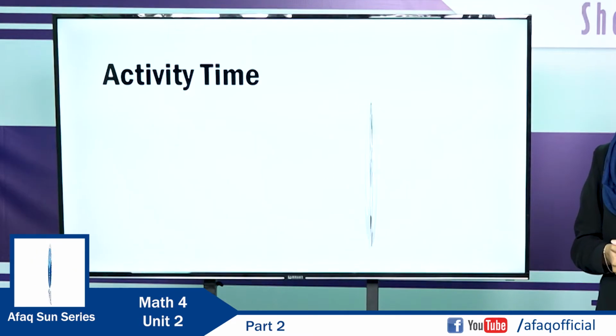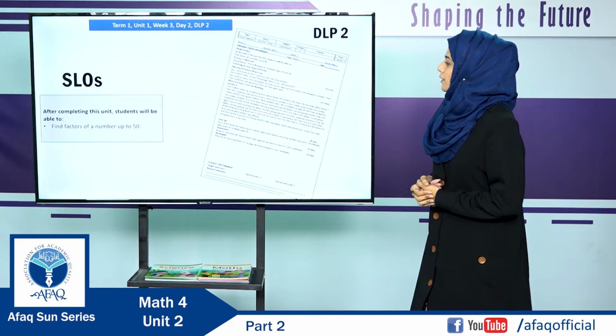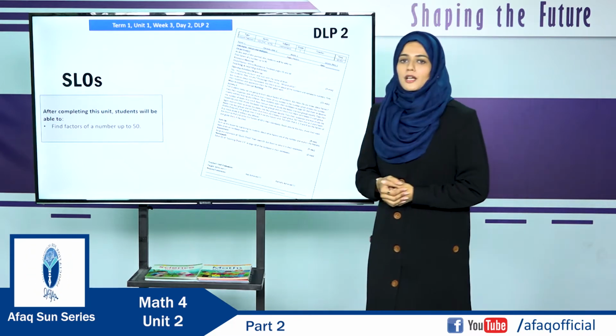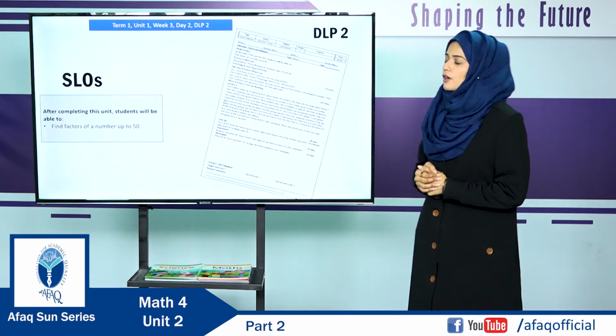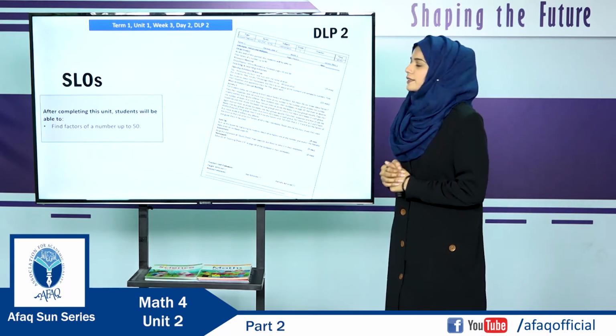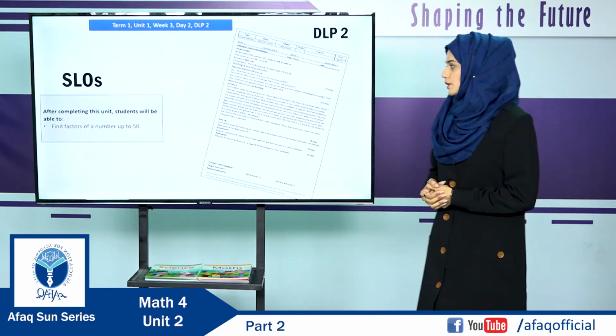It's an activity time. In this SLO, we are finding factors of a number up to 50. To cover this, the methodology has been given in DLP2, which falls in term 1 unit 1 week 3 day 2. Let's see the questions.